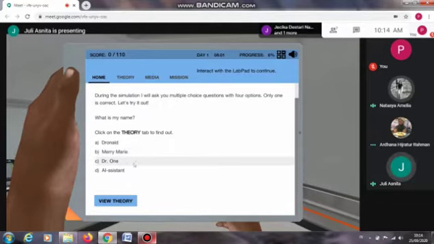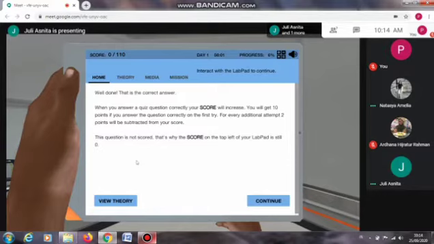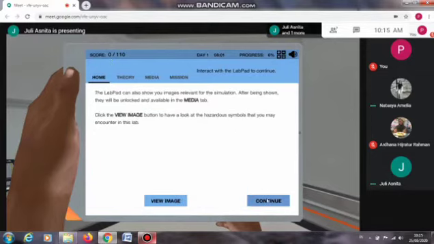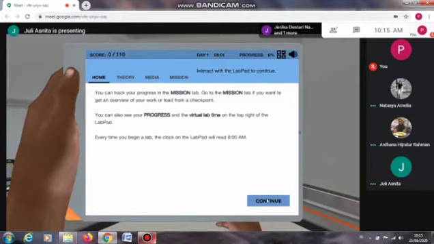During the simulation, I'll ask you multiple choice questions with 4 options. Well done. That is the correct answer. When you answer a quiz question correctly, your score will increase. You will get 10 points if you answer correctly. The lab pad can also show you images relevant for the simulation. You can track your progress in the mission tab. Go to the mission tab if you want to get an overview of your work or load from a checkpoint.